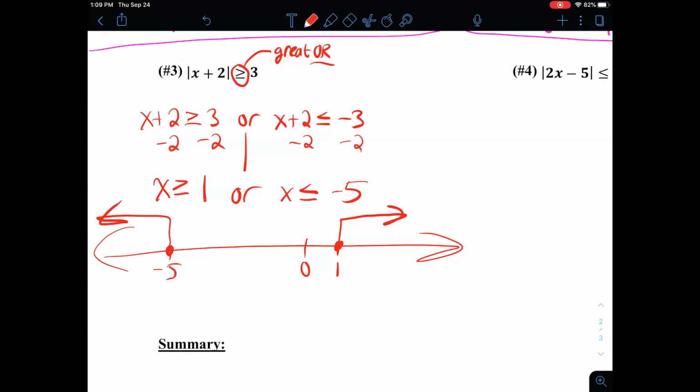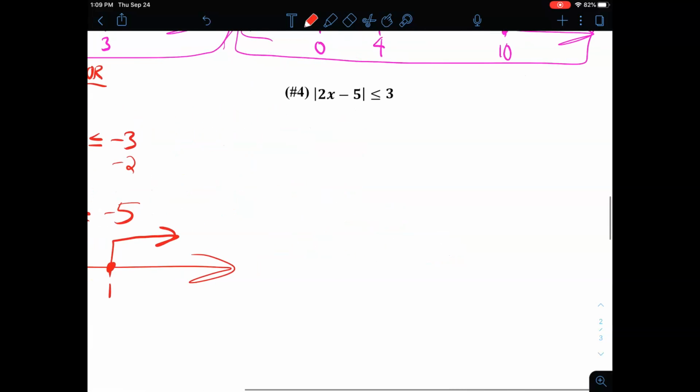If you plug those in for x, the result will be that the distance from 0 will be bigger than or equal to 3. Distance from 0 will be bigger than or equal to 3. Okay? All right, last one for this page.